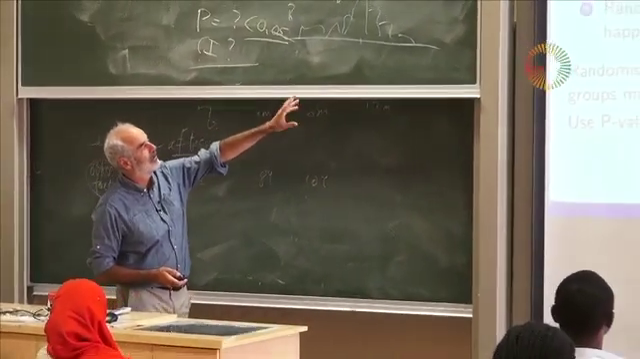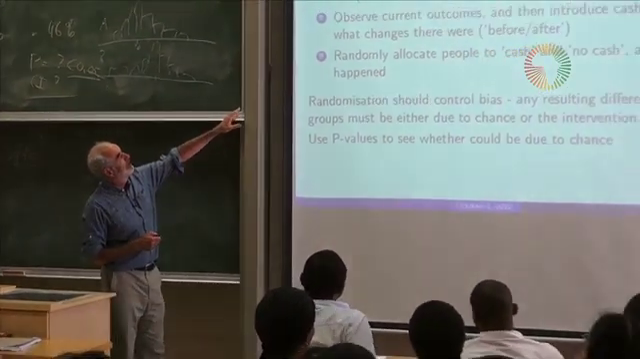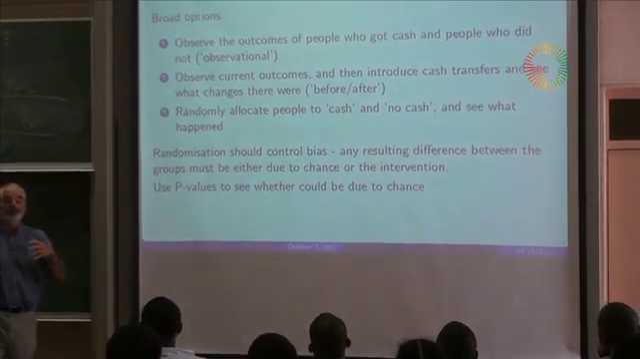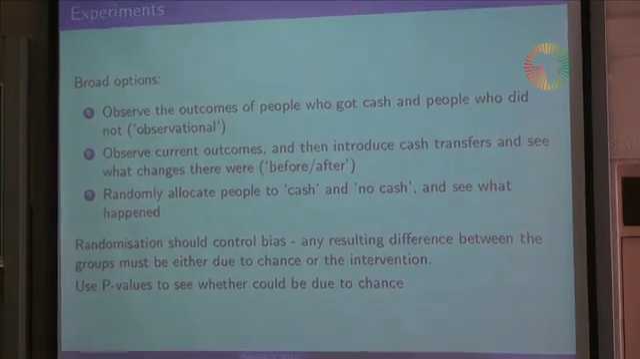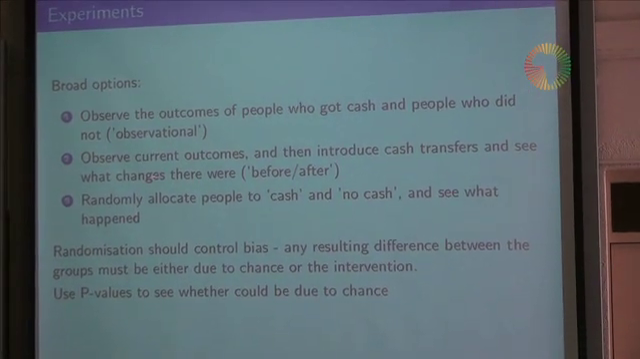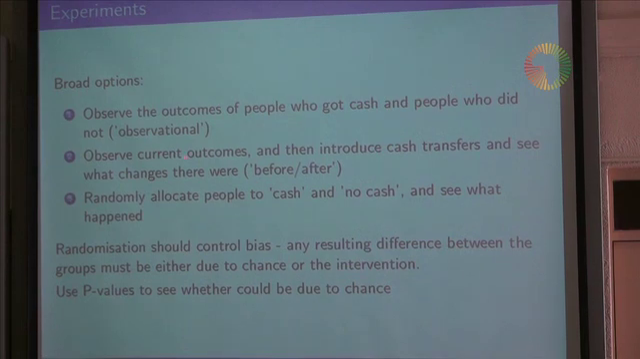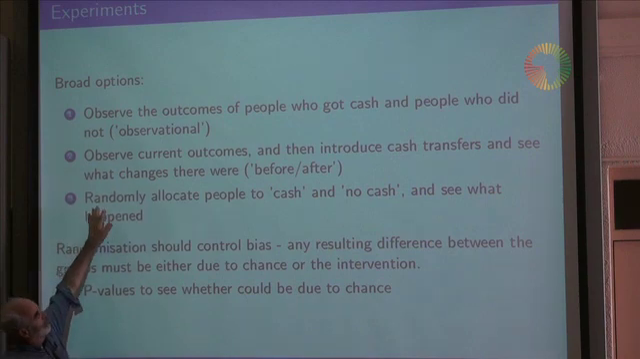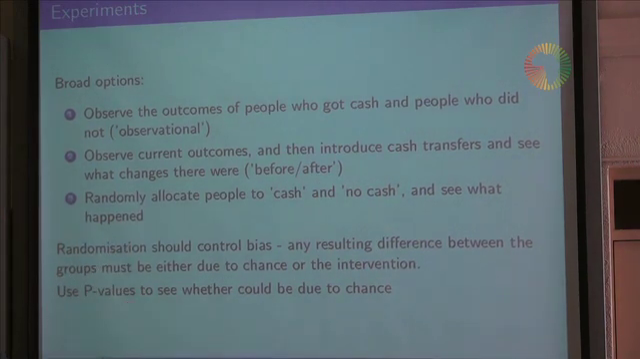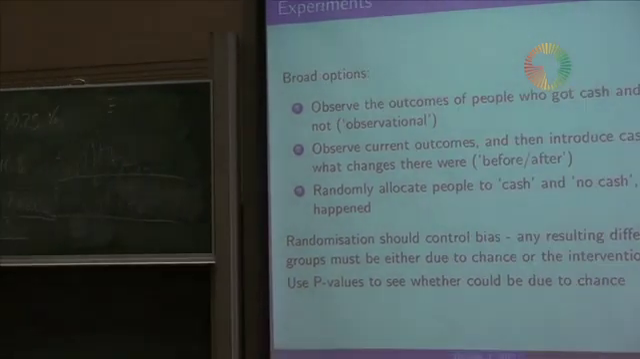So these are some broad options. One of the things you could do is just compare one village with another, people who got it and didn't. This is the before and after: you observe what's happening and then introduce cash transfers. But this is the crucial one. You randomly allocate people to be offered the cash or not. Some people get it, some people don't. And you compare those two groups.